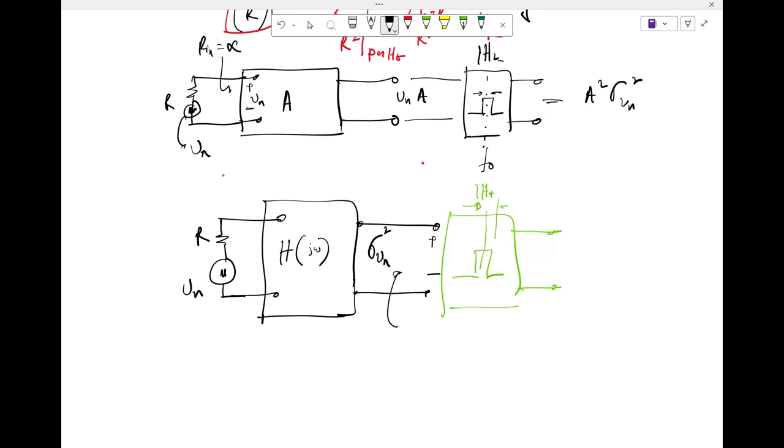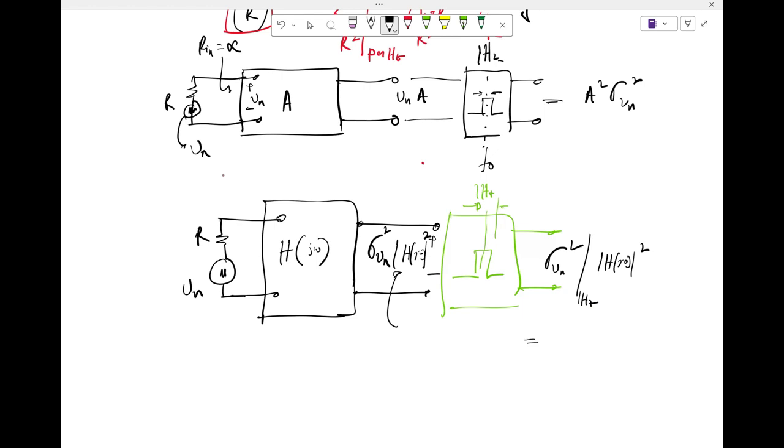But now I'll have to scale it up with something, right? When it was A, I was scaling it up with A squared. Now what will I scale this up by? Mod of h of j omega squared, right? Basically Parseval's. In Parseval's, how do you calculate power? You take the mod of that thing and square it, right? So essentially you get mod of h of j omega whole squared. So the output power spectral density will be sigma Vn squared over 1 hertz bandwidth times mod of h of j omega whole squared.